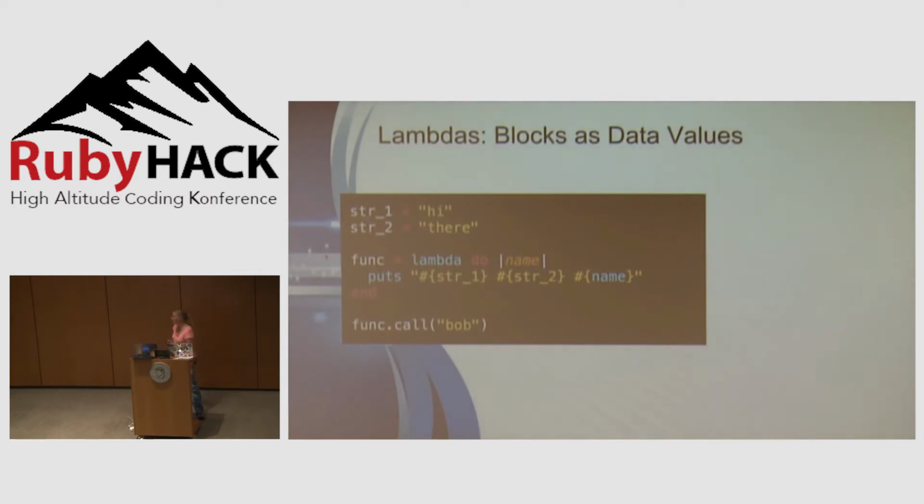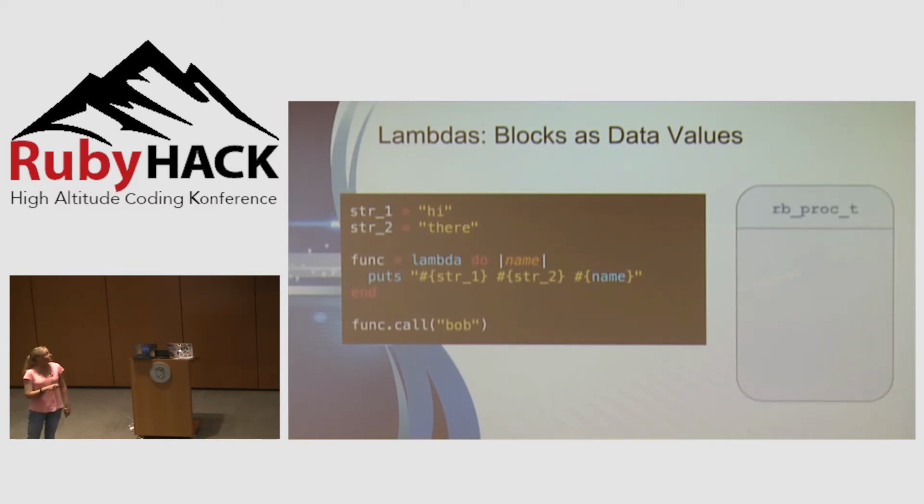Okay, so I mentioned lambdas just now. Well, what is a lambda if not just a block as a data value? So here's a very simple example of a lambda being created in case you never saw that before. You see we pass it a block, and I'm using some of the local variables in that block, and here I'm doing a simple call on that lambda. I think this code makes it quite obvious that a lambda is also an object in the underlying C code for Ruby. The object looks something like this.